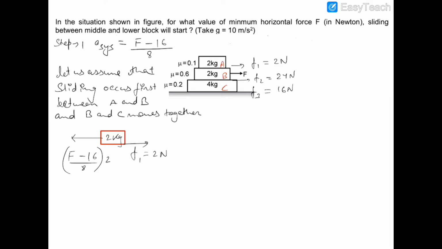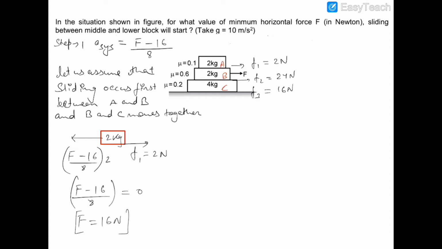Its value will be 2 newtons. So F minus 16 upon 8 will be balancing, will be equal to 0, and F will be equal to 16 Newton here. So this force F, which is 16 Newton, is required so that A and B slip before B and C.